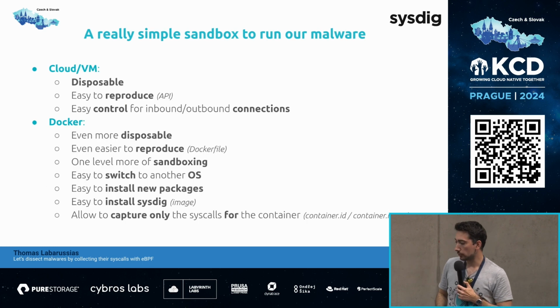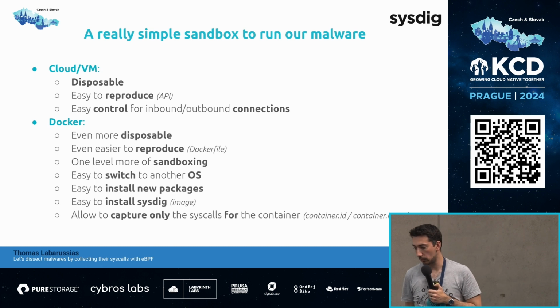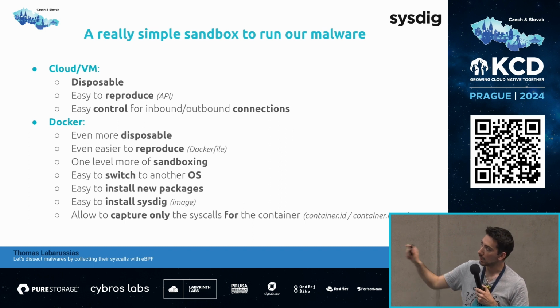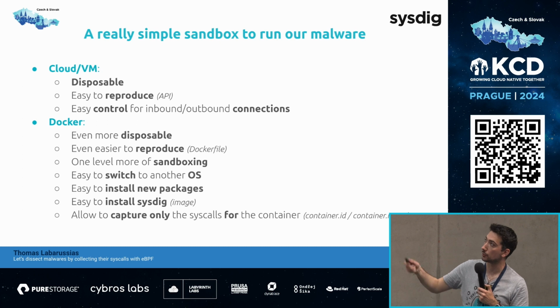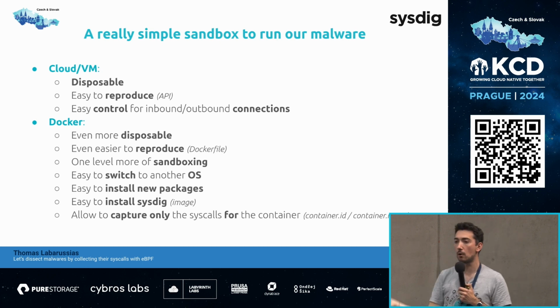Why I chose to use a VM and Docker. For the VM, because it's disposable, easy to reproduce, easy to control the inbound and outbound connections. I don't have to write any iptables rules. Just with a security group in Amazon, it's easier. And for Docker, it's even easier to trash them and reproduce them. And so we have one level more of sandboxing, easy to switch from one OS to another.